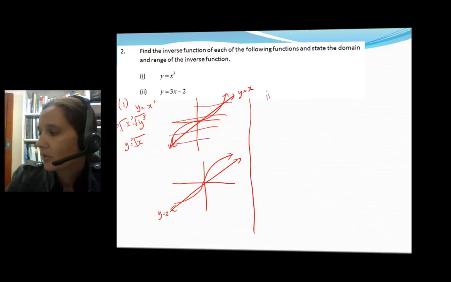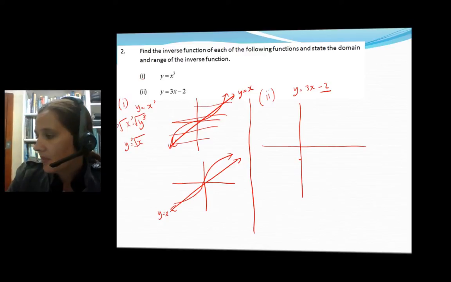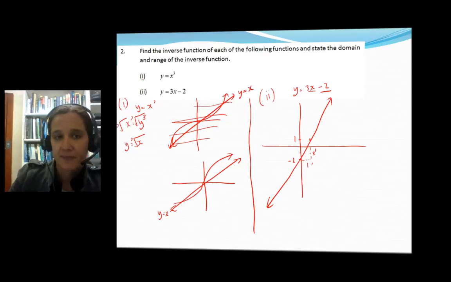For number 2, we have y is equal to 3x minus 2. Our y-intercept is at minus 2. 3x means for every one we go across in x, we're going up by 3 in our y. So minus 1, 0, 1. That will be our next point, across by 1 and up by 3. And our line continues, and this one is a straight line.